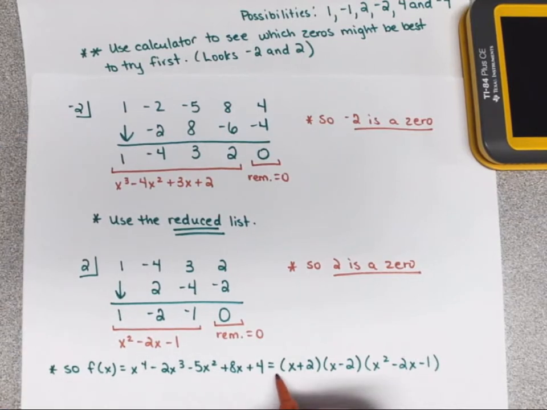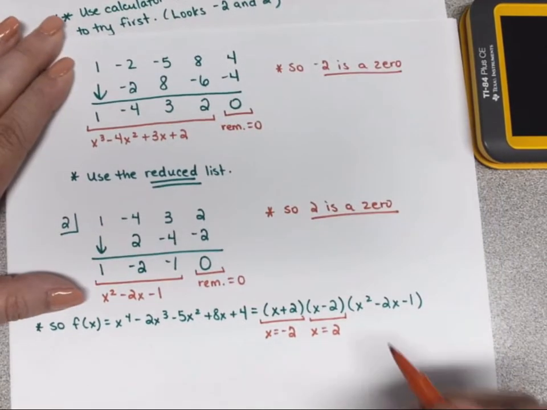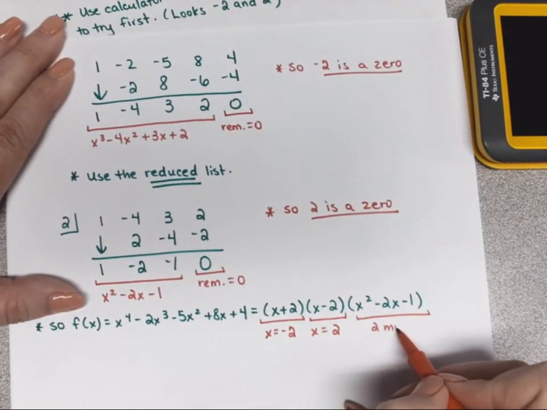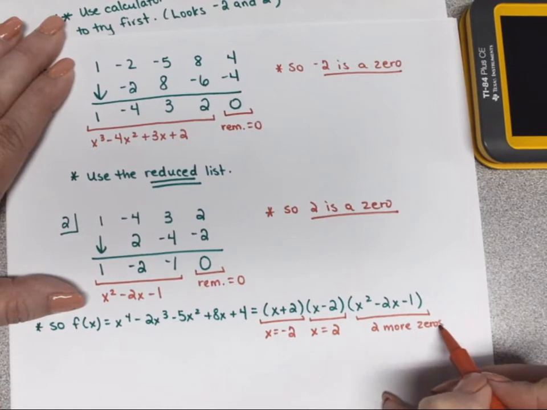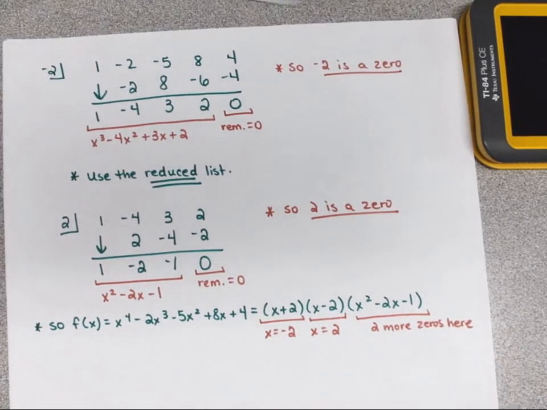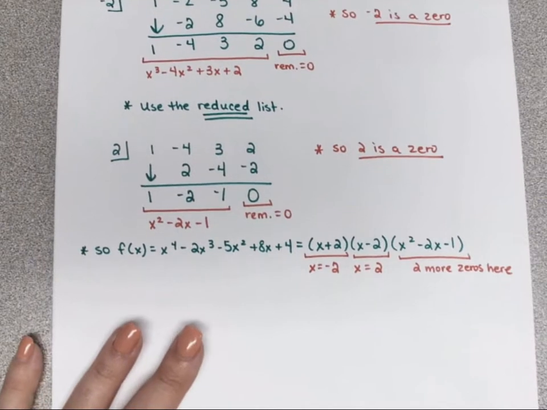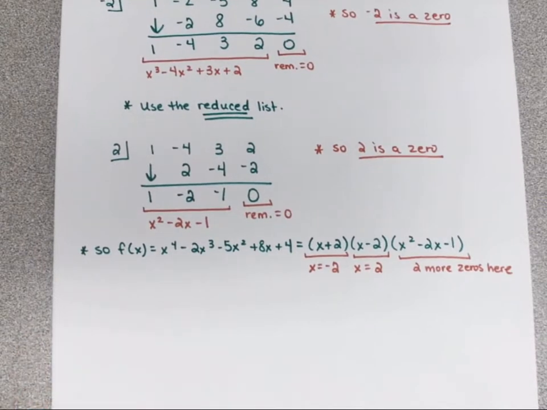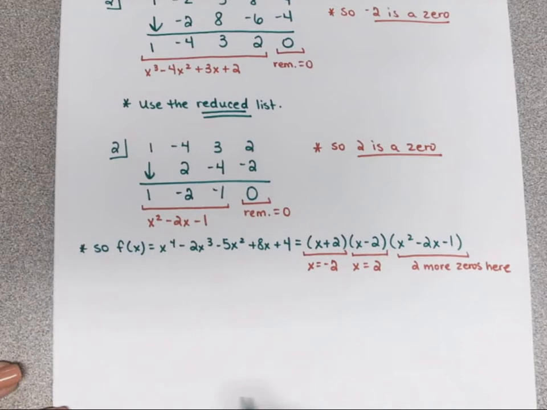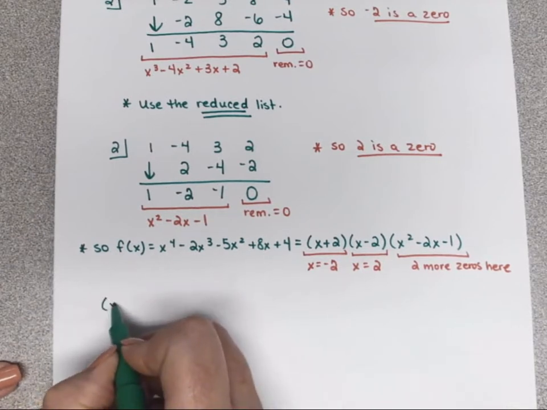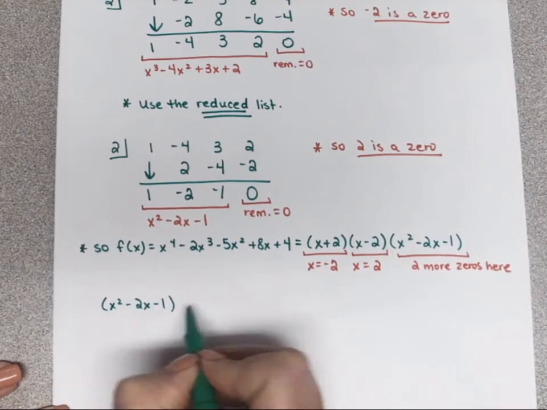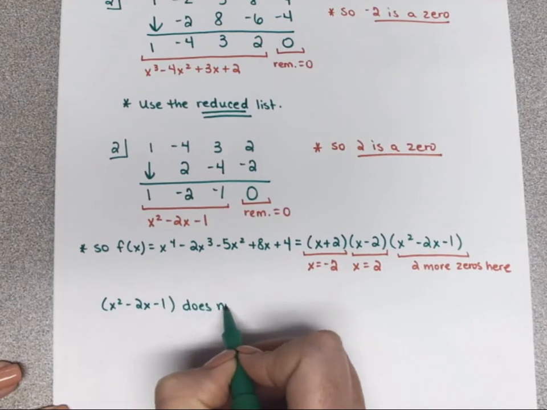Okay, so here, if you really want to label, here is where we showed x is -2. Here's where we showed x is 2. But notice we still have 2 more zeros here. Okay, we just need to do what to find them? We either factor or we do what? Quadratic formula, always. Okay, so we're going to find the 2 more roots. Okay, this does not factor. So x squared minus 2x minus 1 does not factor. It's close, but it doesn't work.